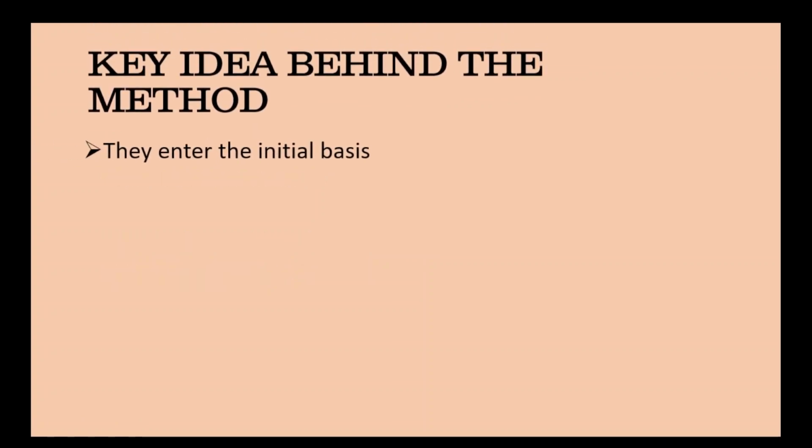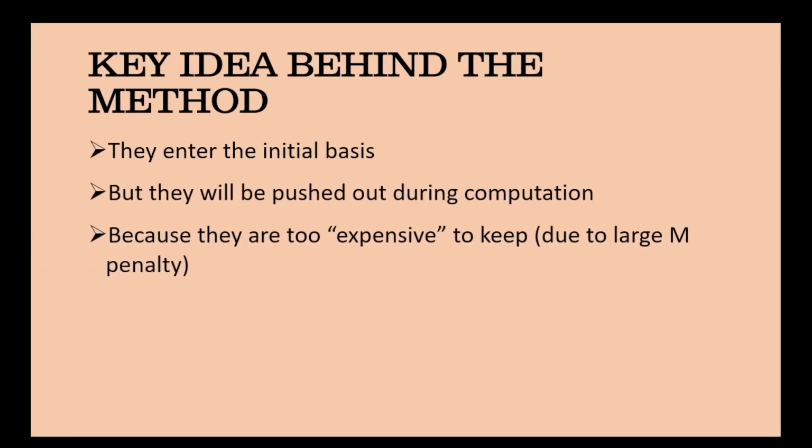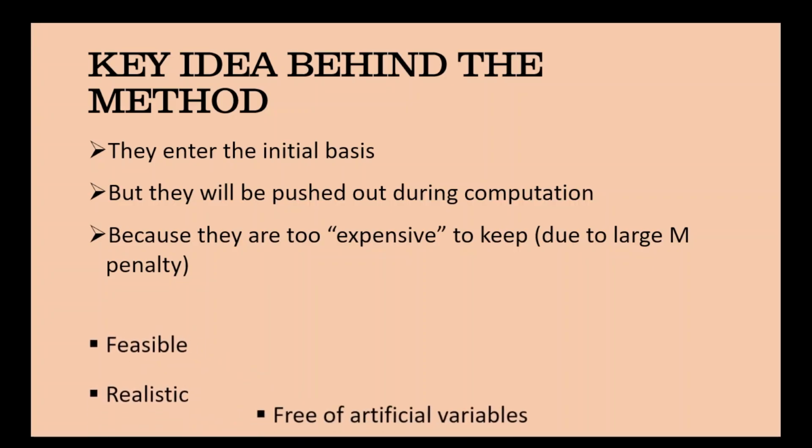Key idea behind the method. Artificial variables are inserted only to start the calculation. The Big M ensures they enter the initial basis, but they will be pushed out during computation because they are too expensive to keep due to the large M penalty. So the Big M method guarantees that the final solution is feasible, realistic, and free of artificial variables.